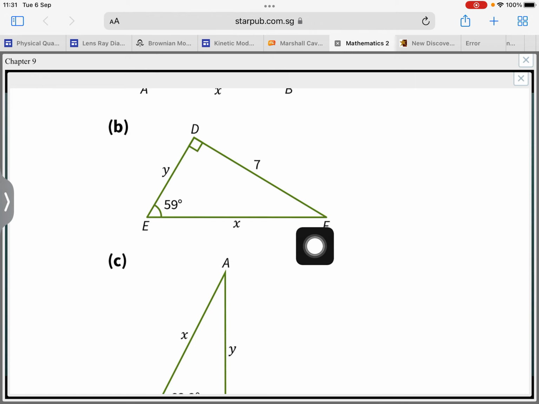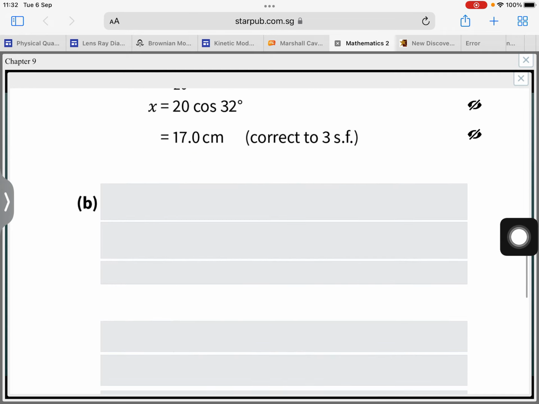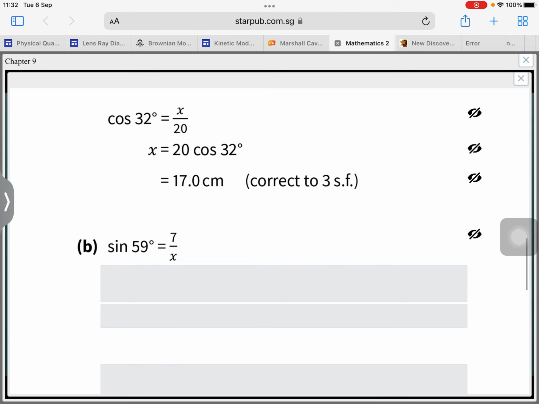So sine equals to opposite over hypotenuse. So sine 59 degrees will be equals to 7 over X. So sine 59 degrees equals to 7 over X. So take note, previously my X was on top. All I need to do is just multiply both sides by 20. I'll get X equals to 20 cosine 32.